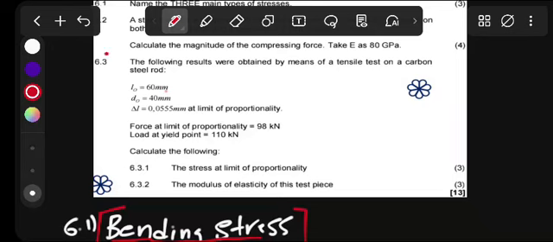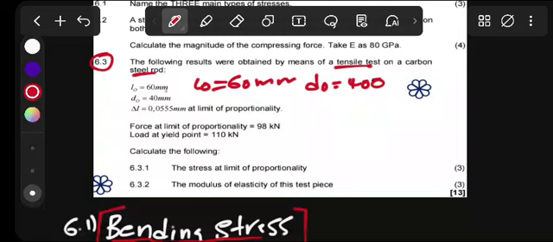Then here 6.3 says the following result we obtained by means of a tensile test on a carbon steel. The L with a dot, this means the original initial length. It is 6 millimeter. Then the initial diameter is 40 millimeter. Then this is a change in length, which is 0.055 millimeter. We're at the limiting proportion.